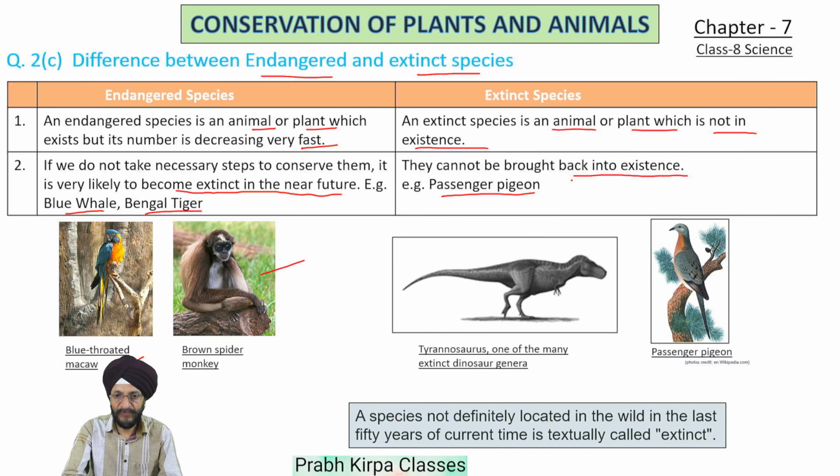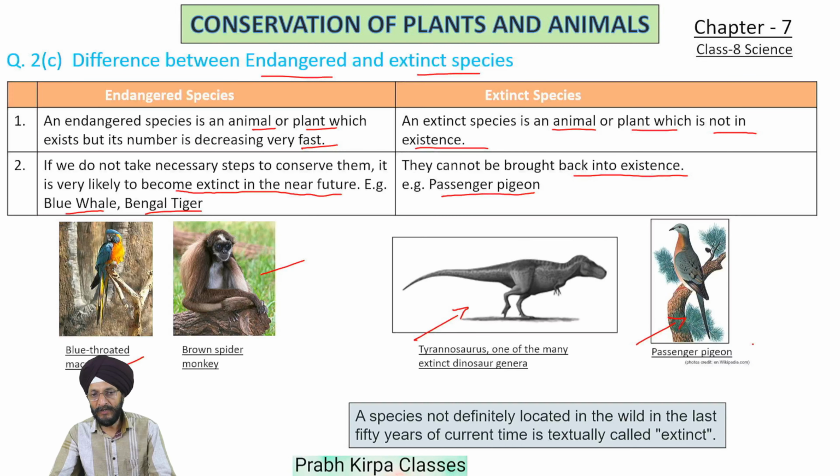In case of extinct species, this is the example of a dinosaur and it is passenger pigeon, which no longer exist on this planet. A species not definitely located in the wild in the last 50 years is actually called extinct. That is how a particular plant or animal is treated as extinct.